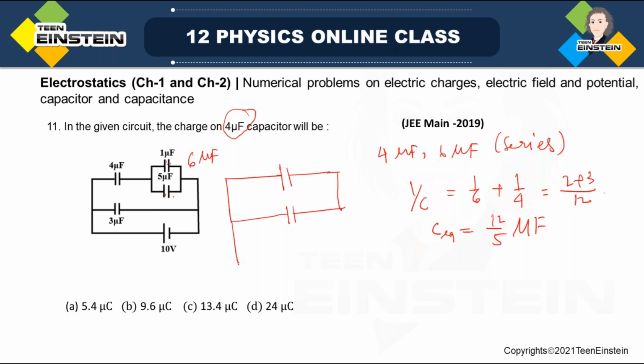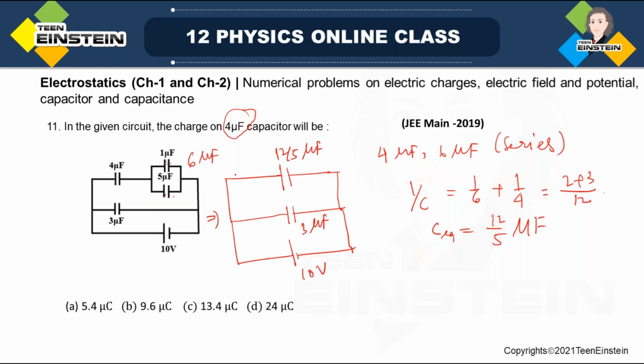And this is connected to a 10-volt battery. Okay. This is my 3 microfarad, and this is 4 microfarad. Sorry, this is actually the equivalent one, 12 by 5 microfarad. Okay. So you have to find out the charge on the capacitor. Actually, I would have not done this also. From here itself, we can just find out.